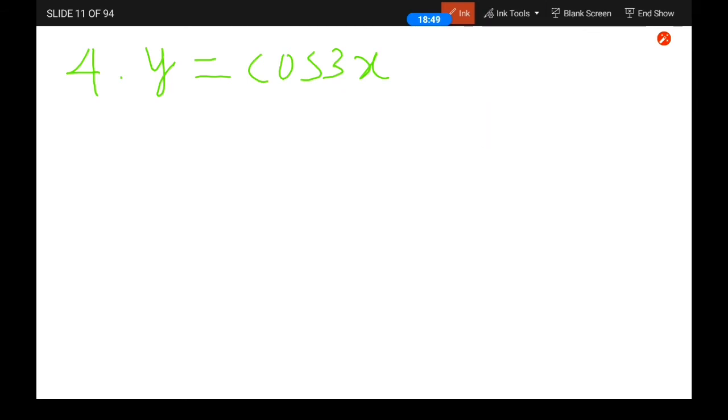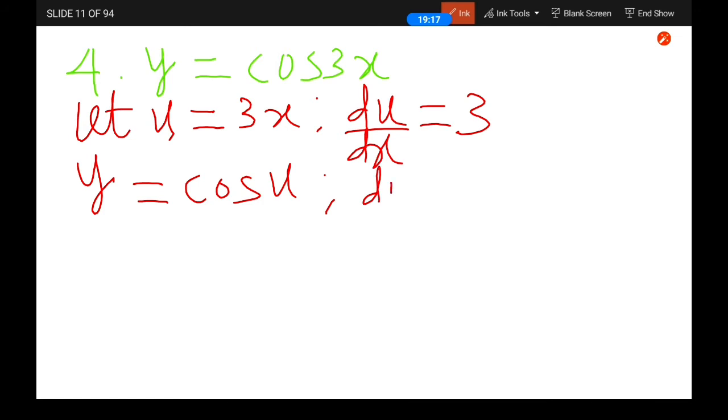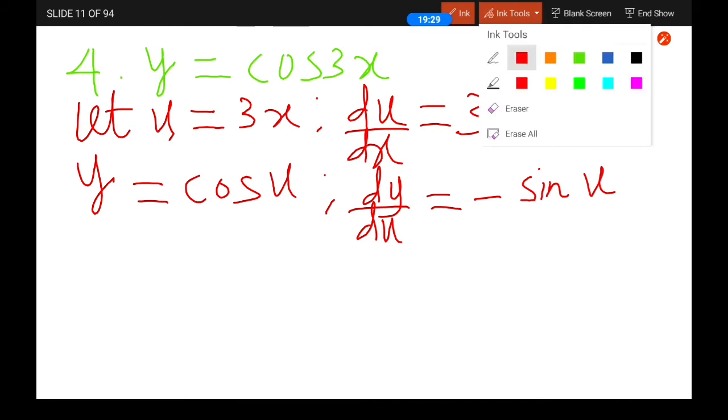And what do we do here? The first thing you do is to say, I'll be showing you the shortcut of this as well. Let u be 3x such that du dx equals what? 3. Good. And therefore, y will now be equals to cos u such that dy du, if we differentiate cos, that becomes what? Minus sin u. Very good. That is it.